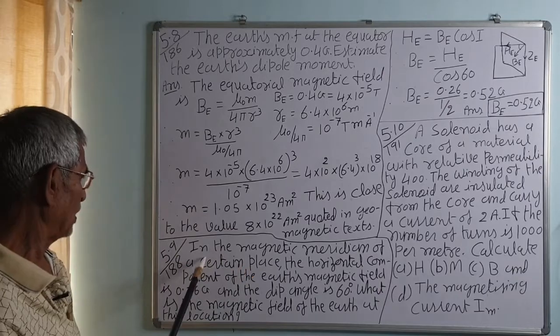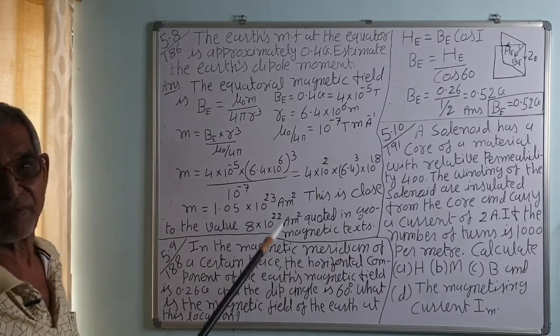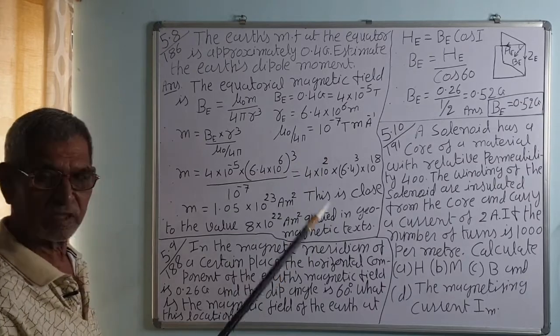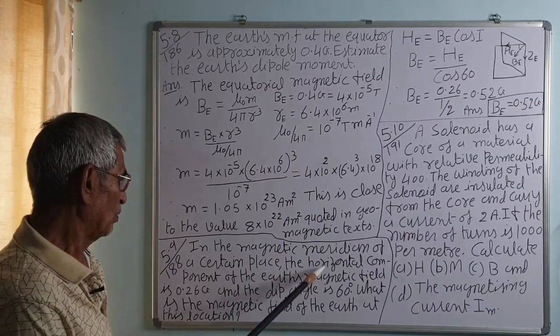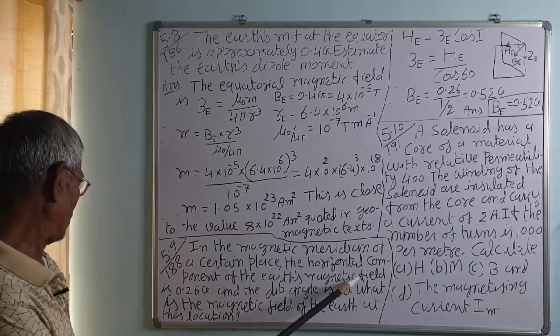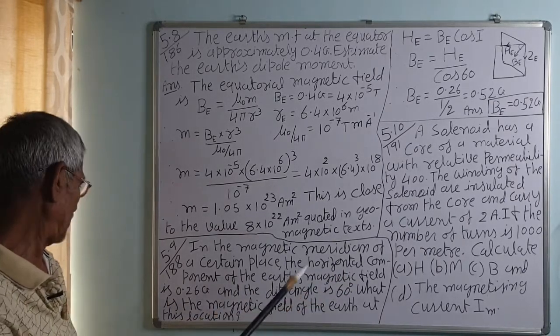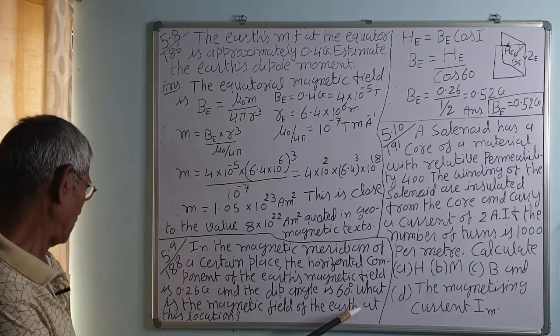Next example. At a certain place in the magnetic meridian, the horizontal component of the earth's magnetic field is 0.26 Gauss and the dip angle is 60 degrees. What is the magnetic field of the earth at this location?